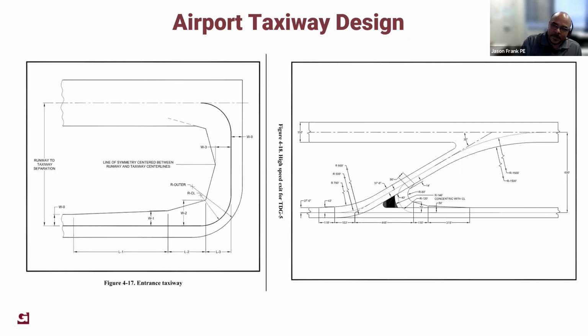Here are some typical taxiway designs. The one on the left is an entrance taxiway onto a runway. As you see, it's a really hard geometric shape that has changed over the last several years as the design manual has changed to 5313.